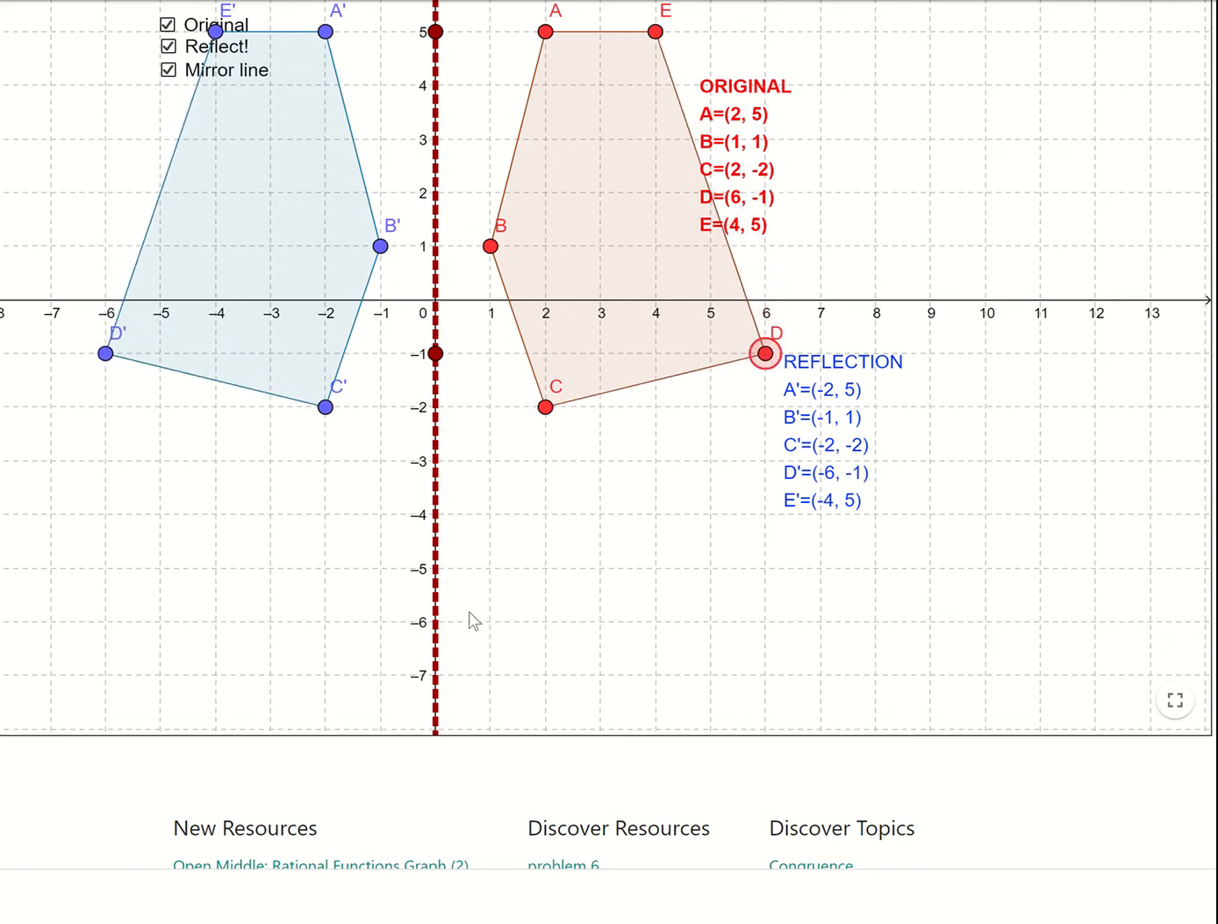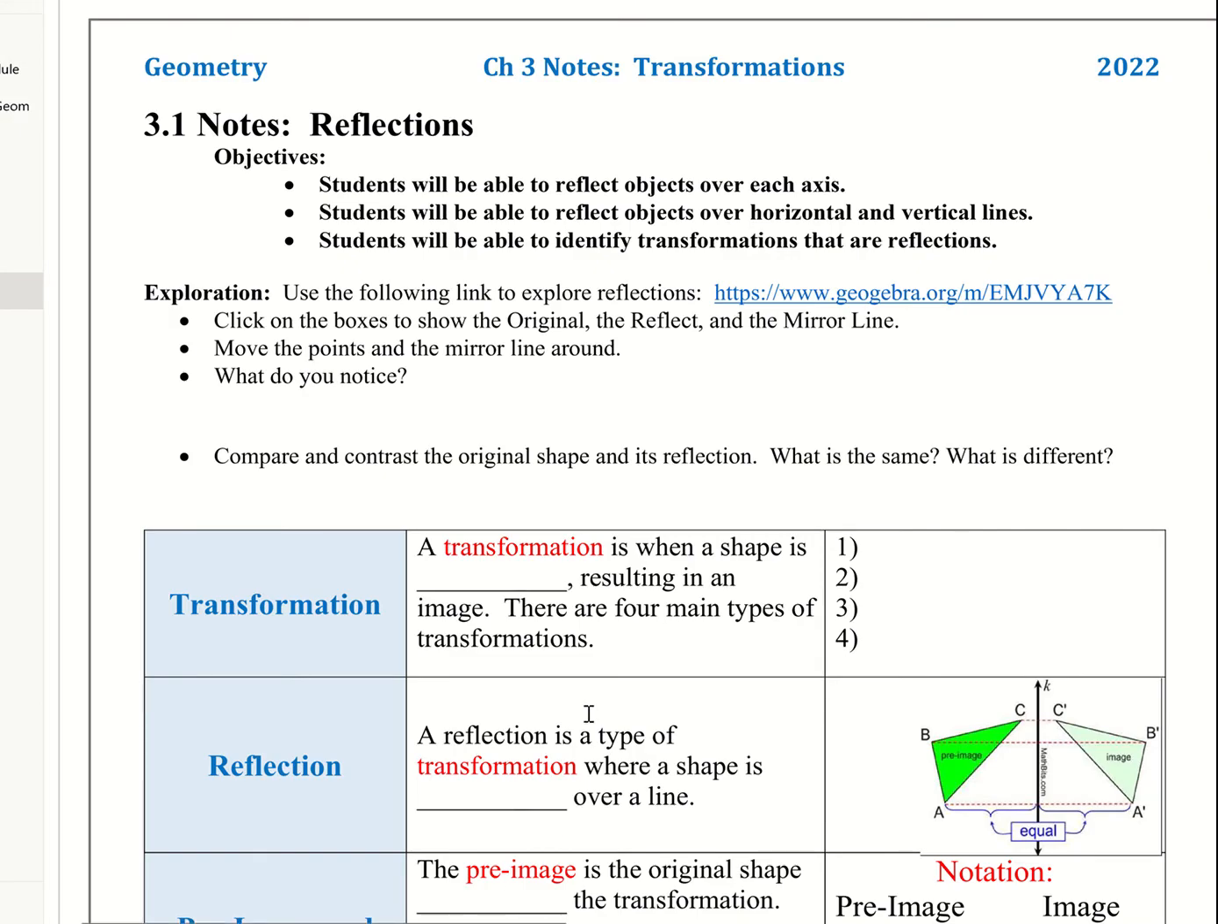Interesting. So this is kind of what we're going to learn to do today. We'll learn to do this visually, but we're also going to learn how to do this without even maybe a graph.